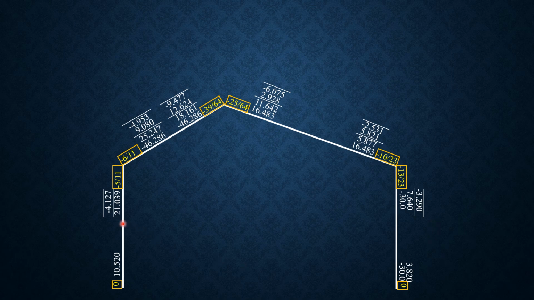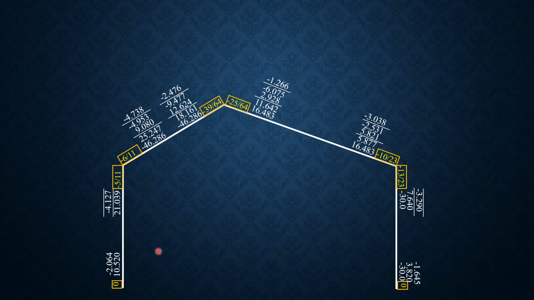Then carry over half, so 0 here, half of negative 4.127, negative 2.064, half of negative 9.477 here, half of negative 4.953 here, half of negative 2.531 here, half of negative 6.075 here, and 0, then half of negative 3.29 here.